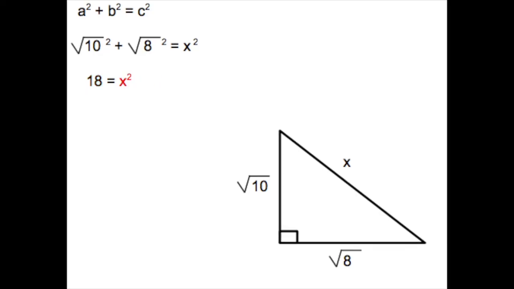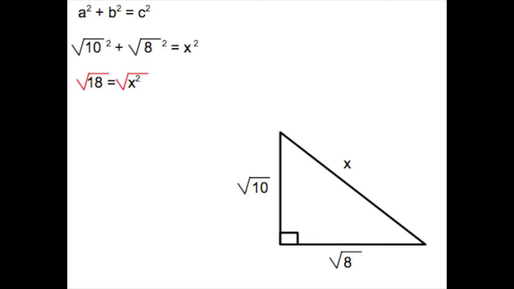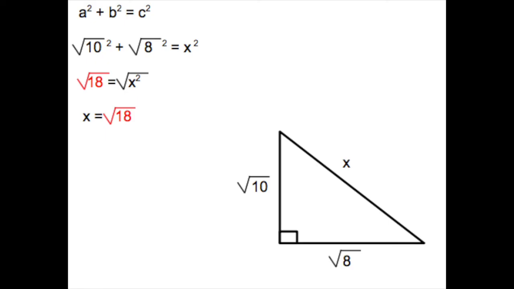We need to get rid of the square to get x by itself. To do this, we square root x squared. What we do to one side, we must also do to the other side. The square root of x squared is x, because the square root and the square cancel one another out. And we are going to leave our answer as a radical, the square root of 18.